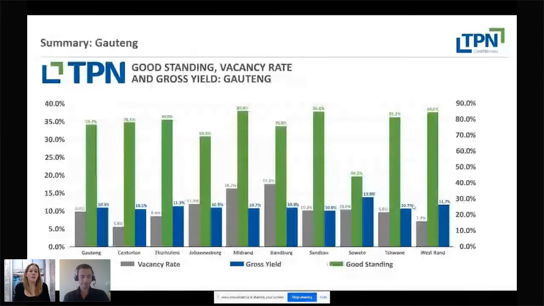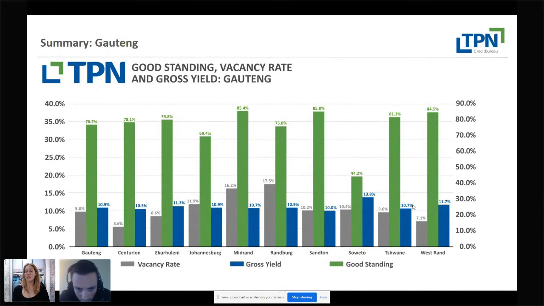Okay, so let's look at Gauteng. What I've done here is I've taken the preceding slides that we've talked about, which is the good standing, that's in green. So what is the number of tenants they're going to pay? The delinquency would be the opposite of that. I then said, well, what is the other void that you can have? And that's your vacancies. And I've put those in gray. And then I've popped in the gross yield. Now, remember, the gross yield is not the net yield. It's the gross yield. You still would have to deduct your expenses to determine your income yield.